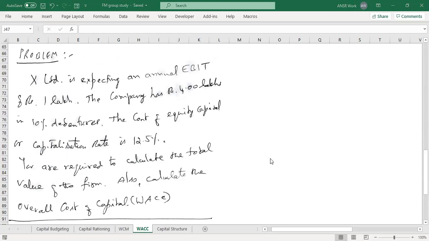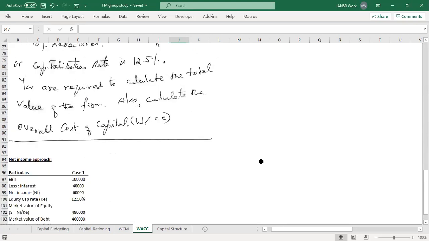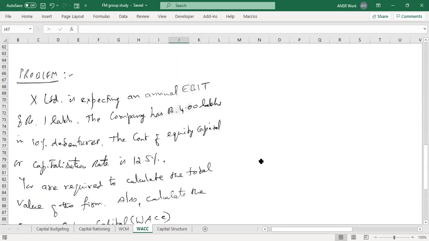Equity capital is 8, 12 lakhs. Sorry, 8 lakhs? No, no, no. 8 is the incorrect answer.